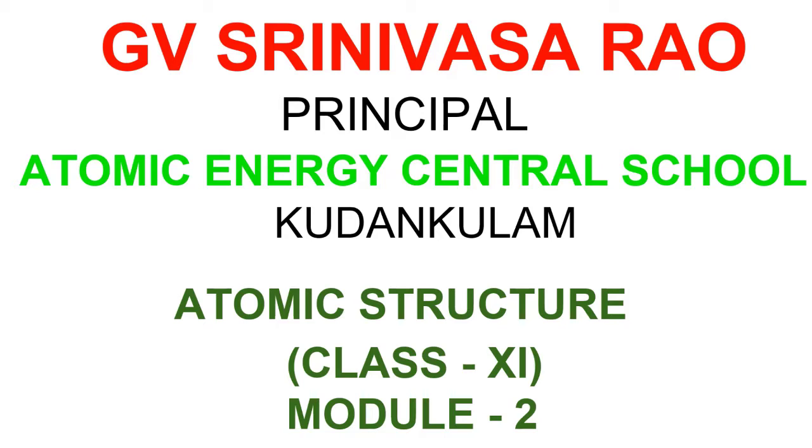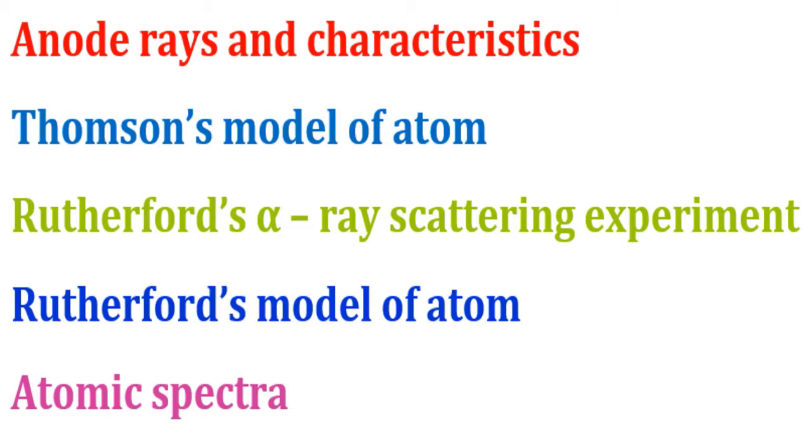The present topic is Atomic Structure, Module 2. In the previous module, we discussed the discharge tube, cathode rays production and their characteristics, Millikan's oil drop experiment, and calculation of charge and mass of electron. In the present module, we discuss the anode rays and their characteristics, Thomson's model of atom, Rutherford's alpha ray scattering experiment, Rutherford's model of atom, and atomic spectra.